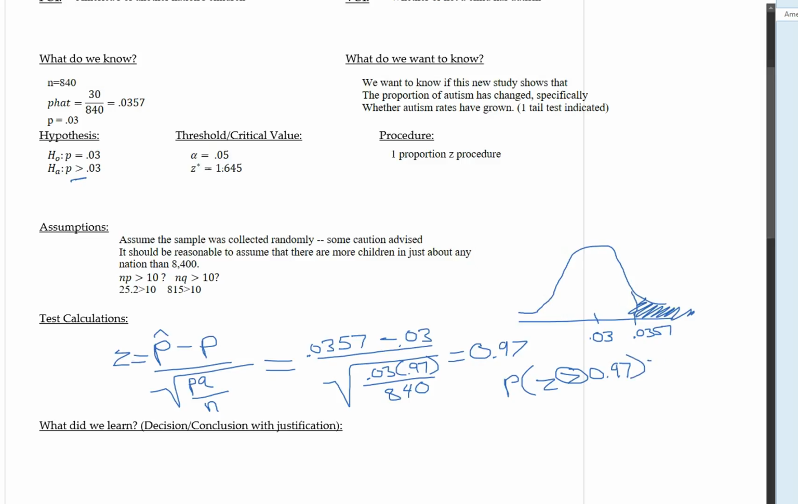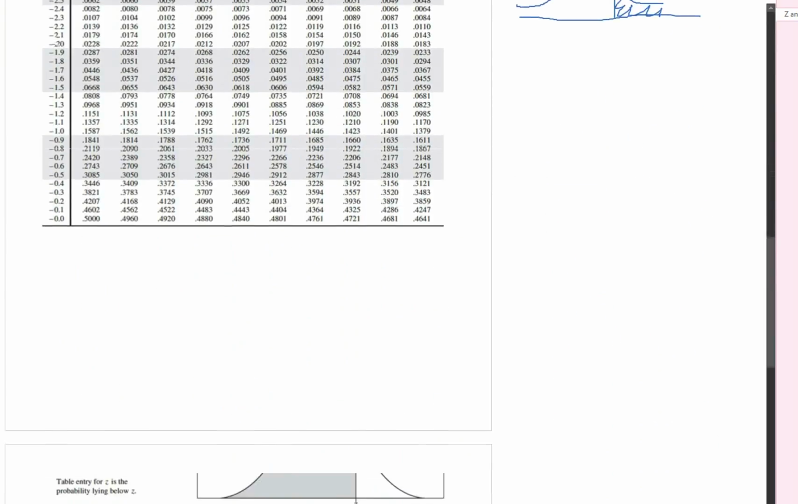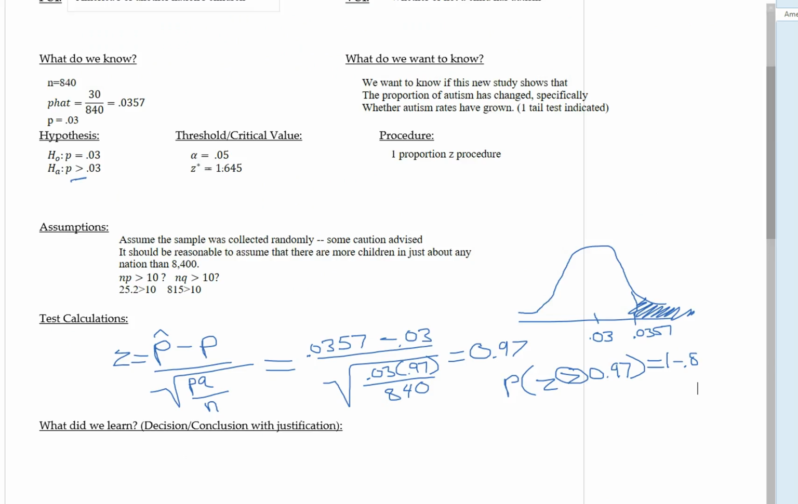0.97, which from our table a second ago we got was 1 minus point, what was it, like 8? I guess we could go back and look one more time because I kind of forgot. I'm sure you did as well. 0.834. That's close. Okay, so 0.834, which is, of course, what is that? 16.6%. Okay, so our p-value is 16.6%.